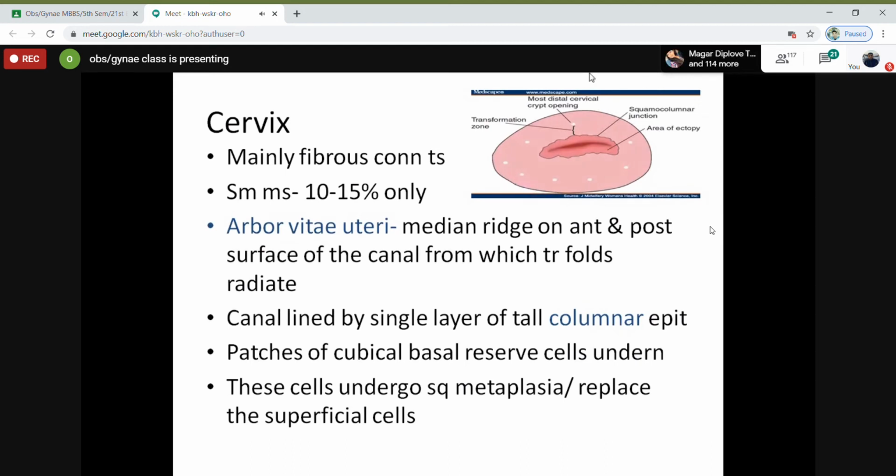Now out here, I'll talk to you about the transformation zone also. So out here the epithelium changes, but in the canal it is columnar epithelium. Patches of cubical basal reserve cells are present underneath. So there is regeneration of the cells, because some of the cells are obviously shed. The basal reserve cells are cubical cells. These cells undergo squamous metaplasia and replace the superficial cells. So that's how the superficial cells will be replaced.